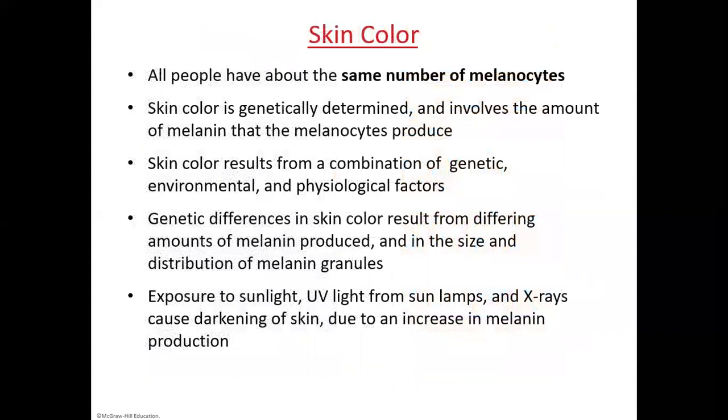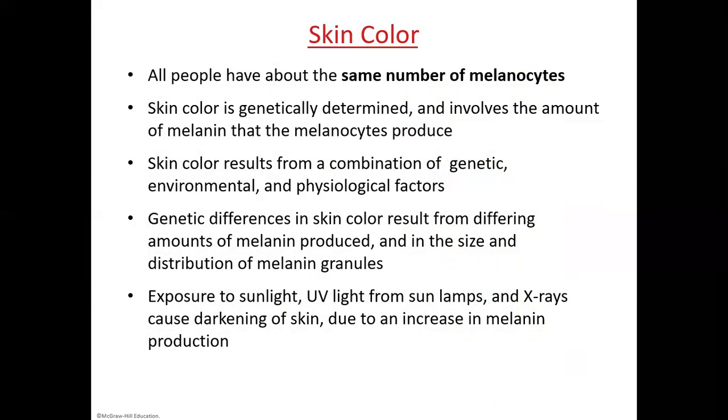So everyone is born with mostly the same number of melanocytes. If you're very dark skinned, you don't have, on average, more melanocytes than someone who's very light skinned. That's kind of a set thing in humans. We all, on average, have about the same. But what causes the difference in skin color is genetics.